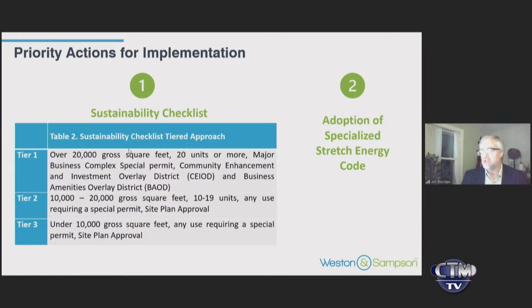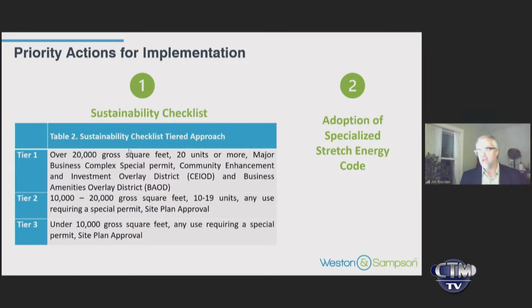And as you proceed up these tiers, there are more requirements for you. So you have more sustainability requirements in tier 1 than you would in tier 3. As an initial step here, an applicant would be required to fill out the sustainability checklist, but they wouldn't necessarily be required to implement everything that's in it. That's something that the town might do as they move along.